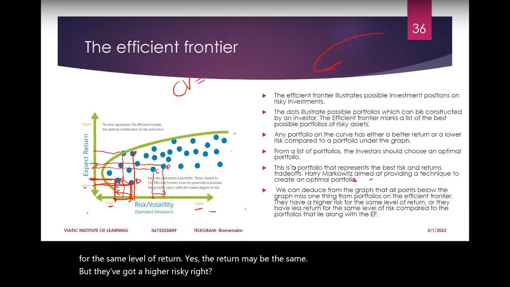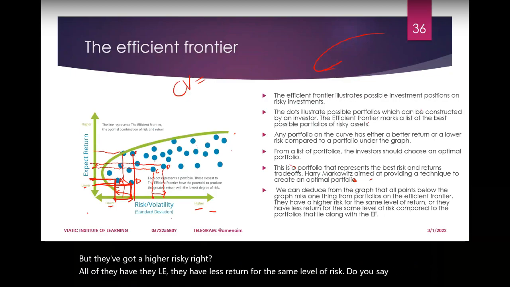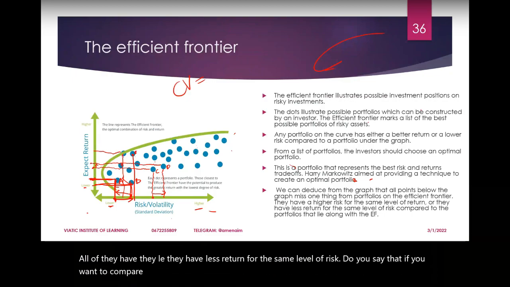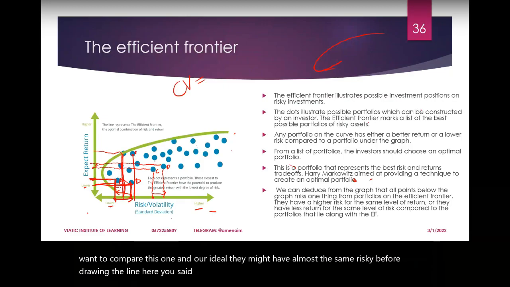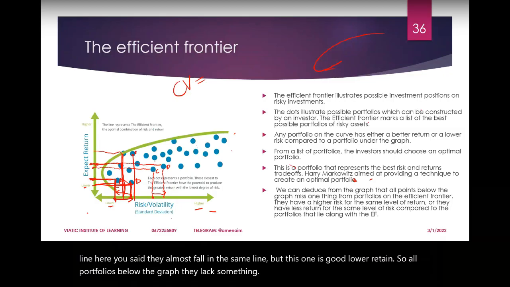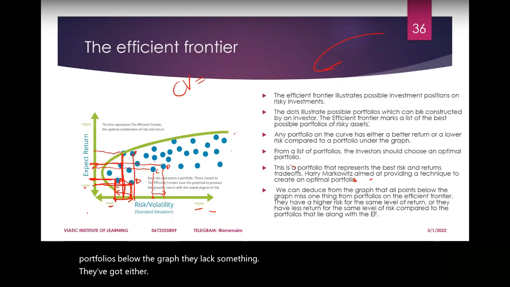Or they have less return for the same level of risk. Do you see that if you compare this one and our ideal, they might have almost the same risk? If we draw the line here, you see they almost fall on the same line. But this one has got lower return. So all portfolios below the graph lack something. They've got either higher risk for the same level of return or less return for the same level of risk.